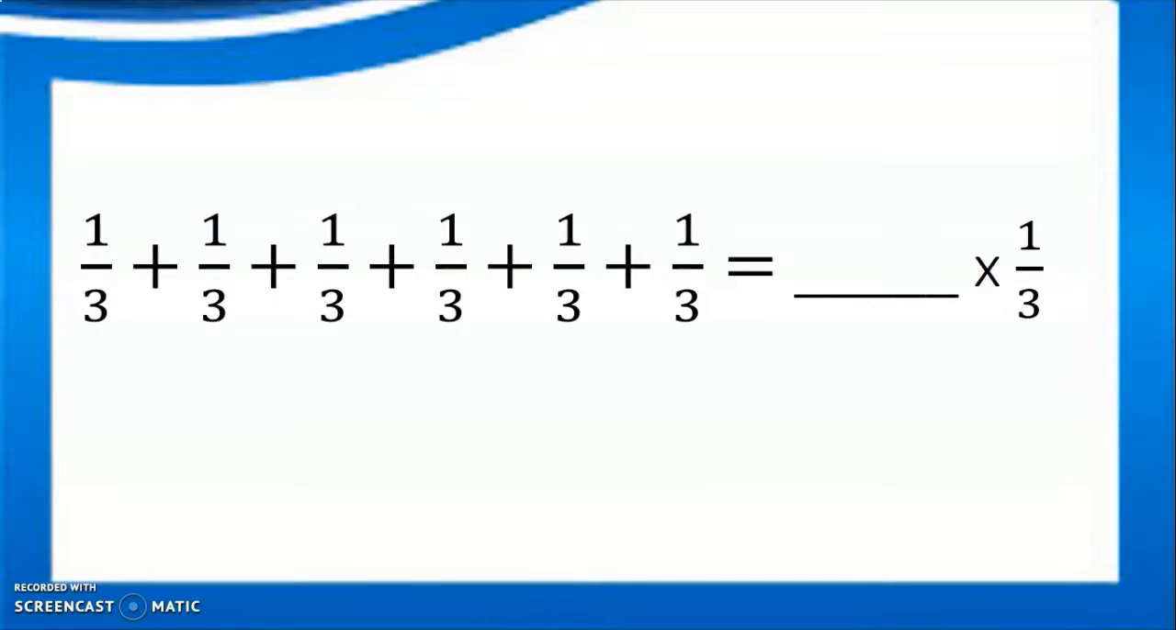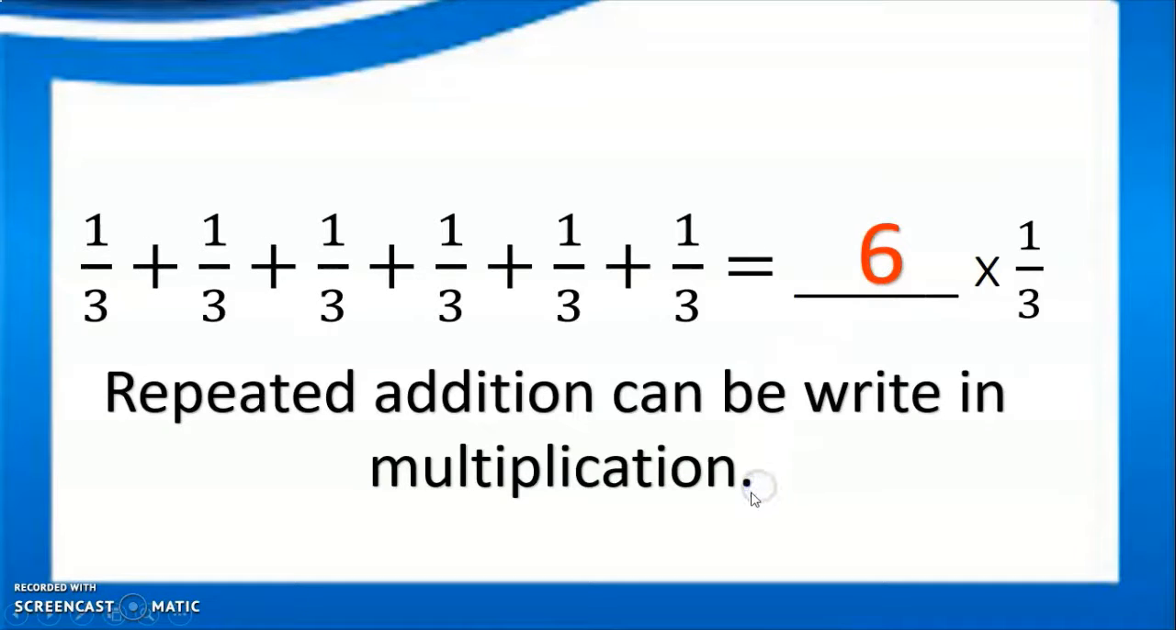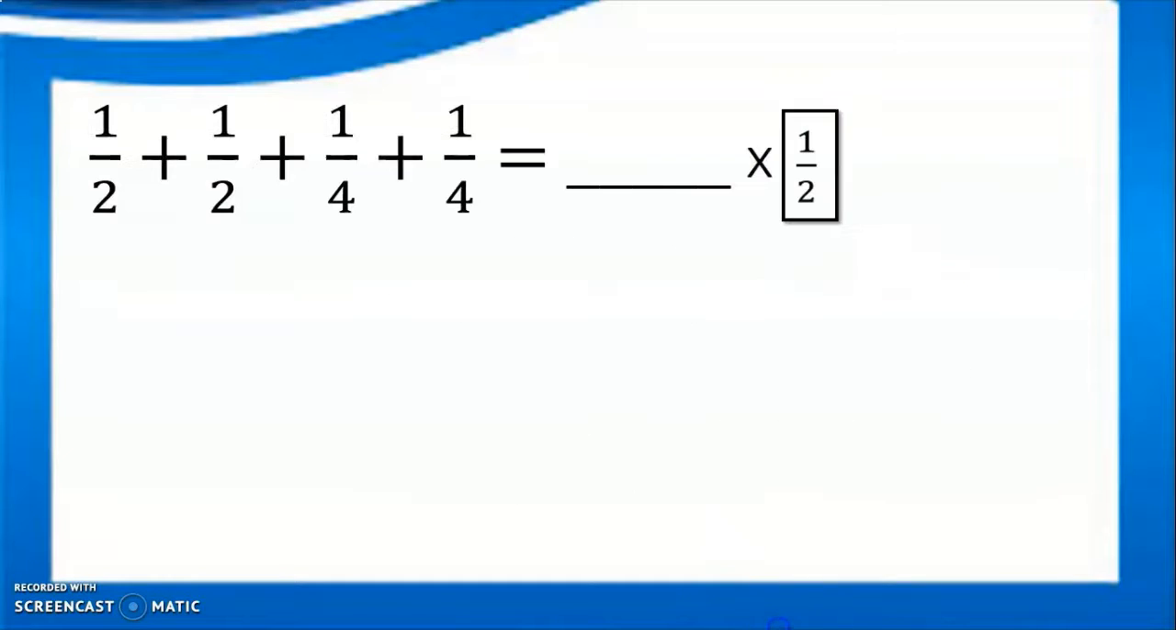For example, here, 1/3 plus 1/3 plus 1/3 plus 1/3 plus 1/3 plus 1/3 is equal to blank times 1/3. It means how many groups of 1/3 do we have? Very good. We have 6 groups of 1/3. Repeated addition can be written in multiplication.